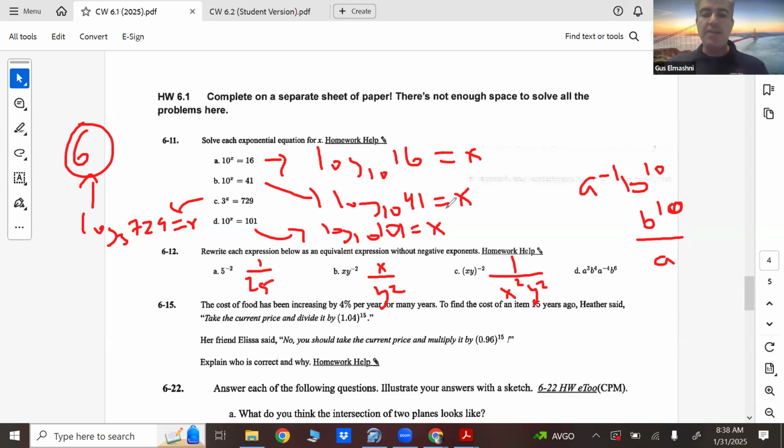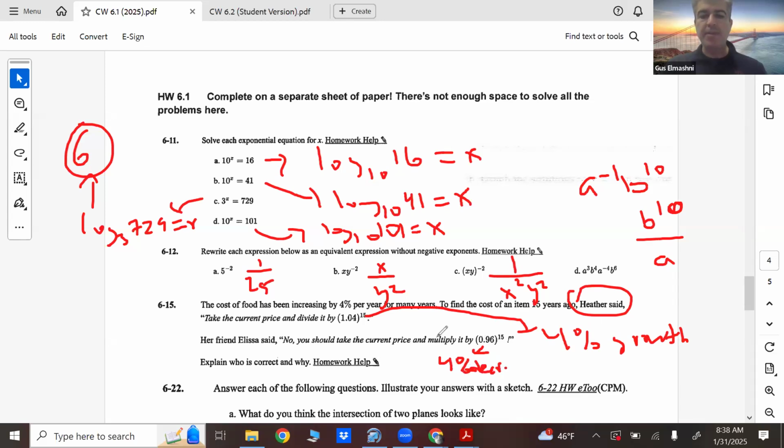All right. For 615, who is correct? Heather's correct. That's because you need 4% growth. So you got to go backwards. That's 4% decrease, and we don't want that. You want 4% growth. So you have to do 1.04, but you divide. You have to go backwards. You're going back in time. In fact, if you divide by this, it's the same thing as saying this. And that's going backwards in time by 15 years.